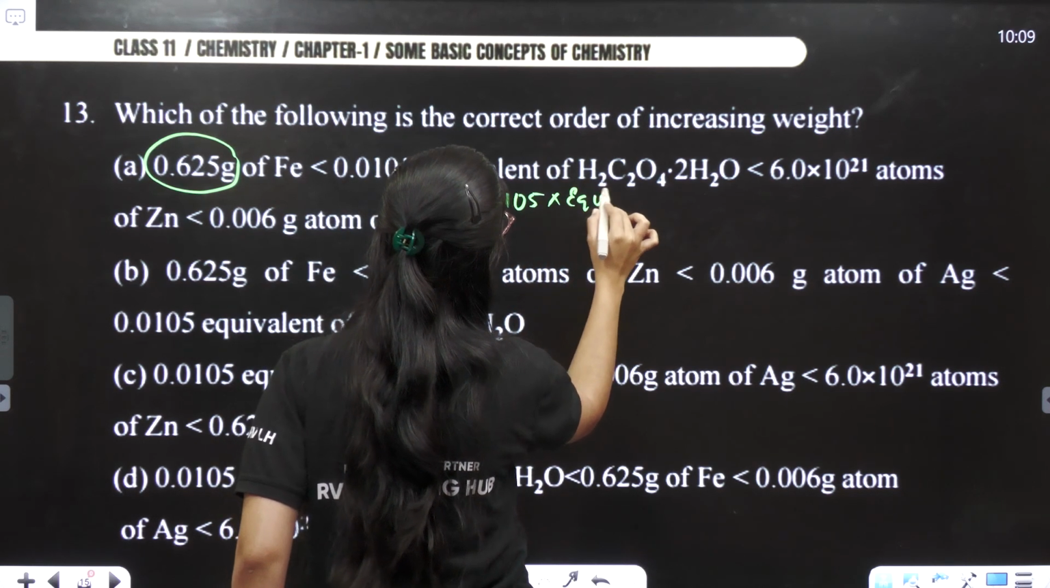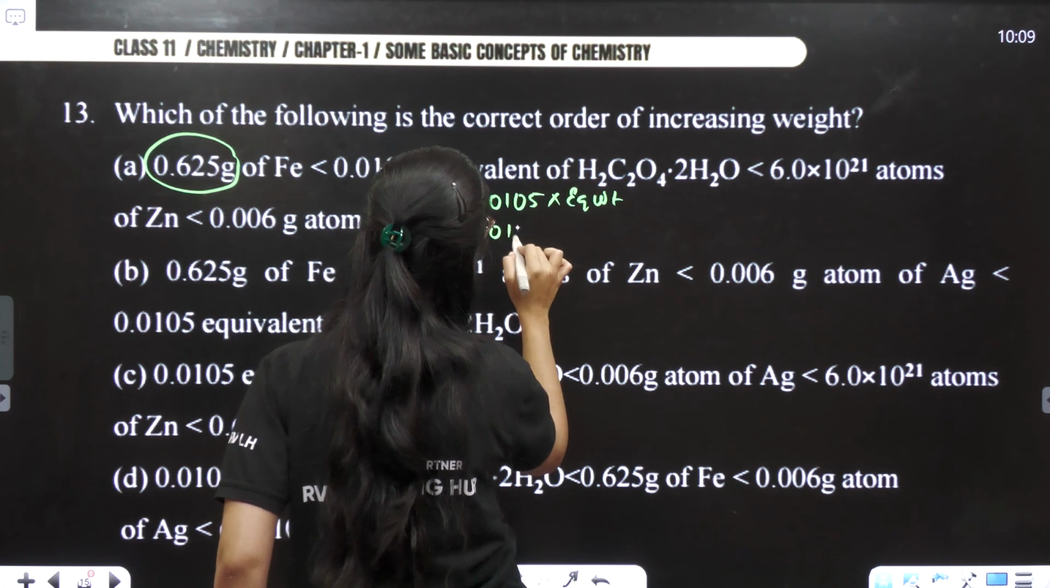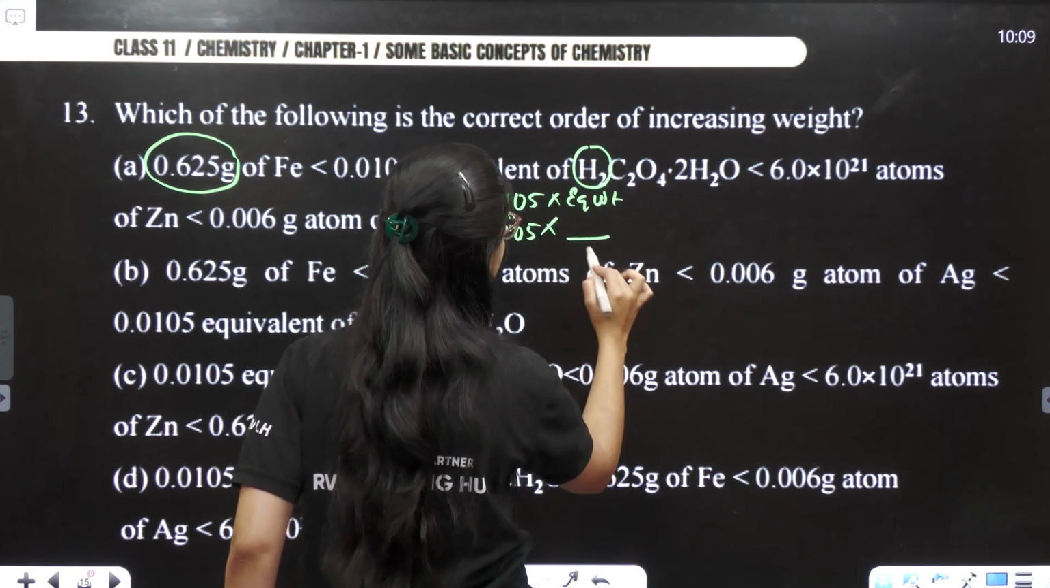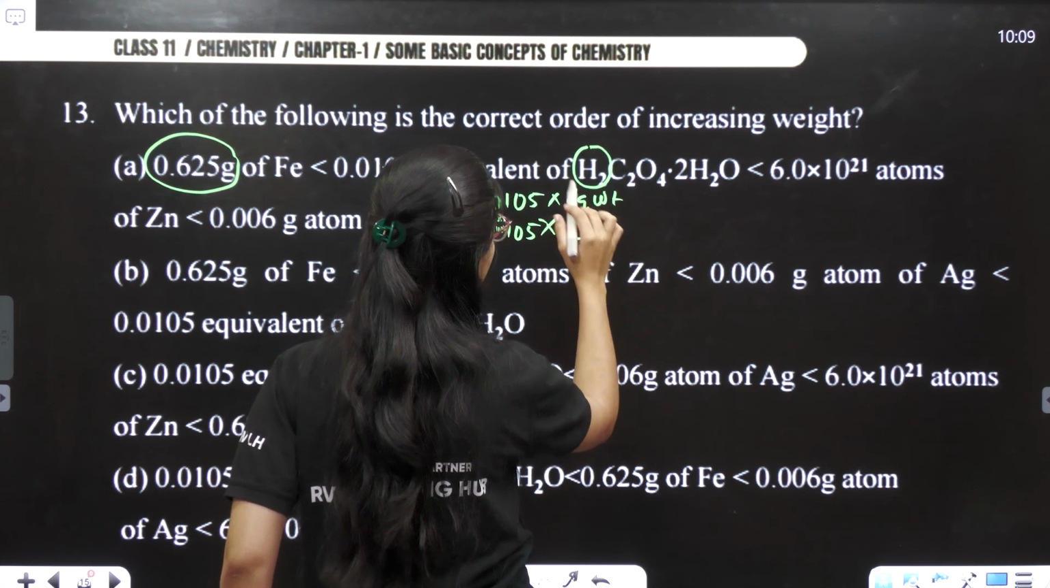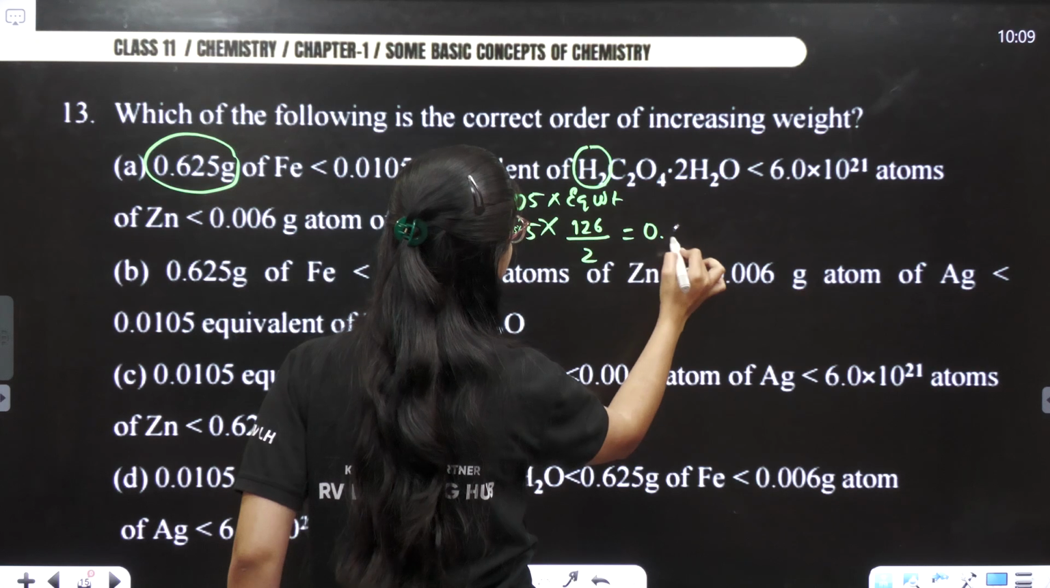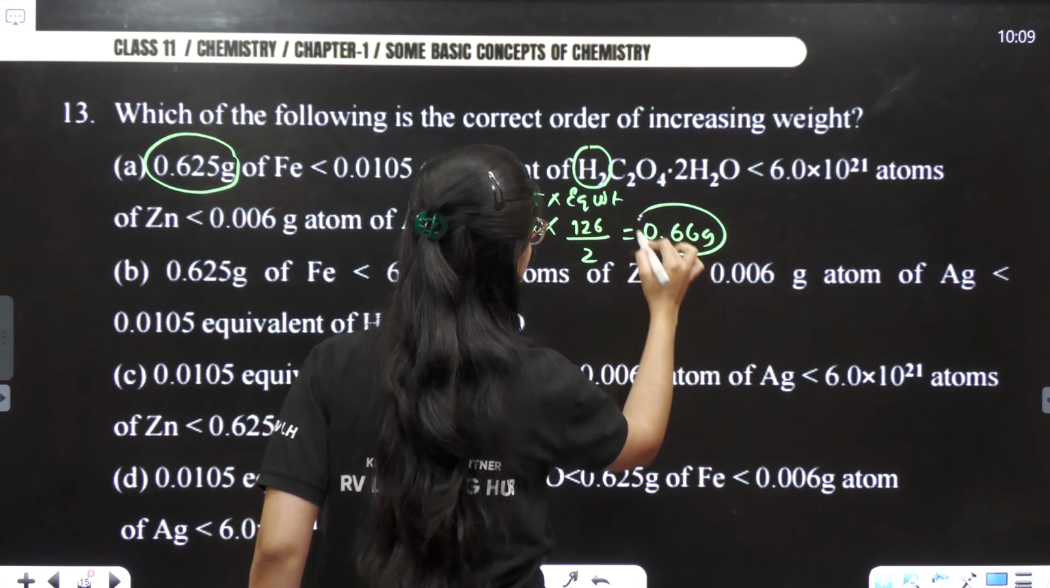So what will be the equivalent weight? Molecular mass divided by valency. There are 2 replaceable hydrogens. Valency is 2. Molecular mass will be equal to 126. So now it will correspond to 0.66 grams.